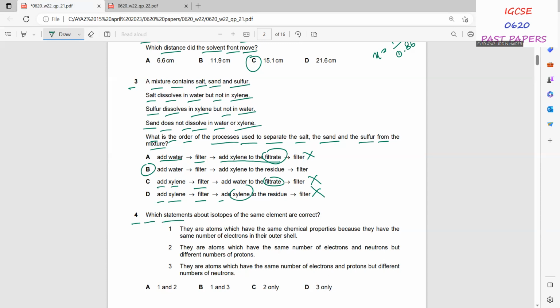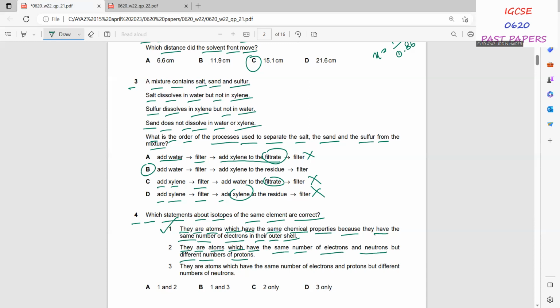Number 4, which statements about isotopes of the same element are correct? Number 1, they are atoms which have the same chemical properties because they have the same number of electrons in their outer shell. This statement is correct. Number 2, they are atoms which have the same number of electrons and neutrons, but different number of protons.